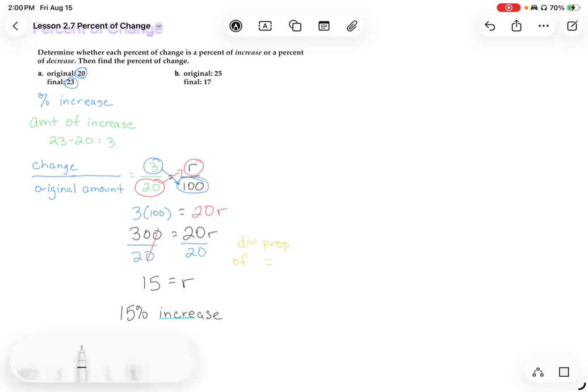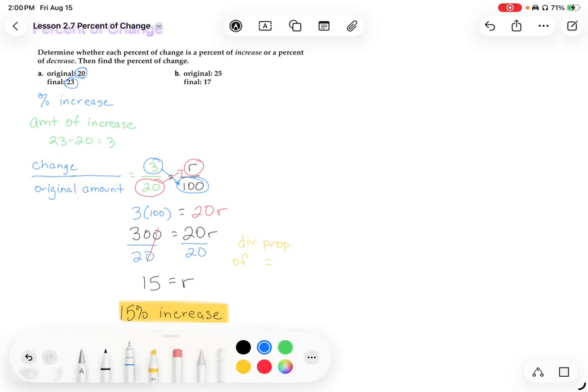Great, 15% increase. There's no reason for us to change that 15 into a percent because our ratio that we did was r over 100. The actual number we get is already out of 100, meaning it is already a percent. Okay, let's go ahead and try it with the second problem that we're given.